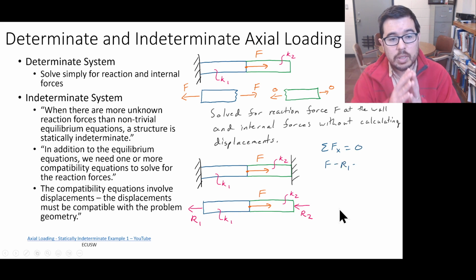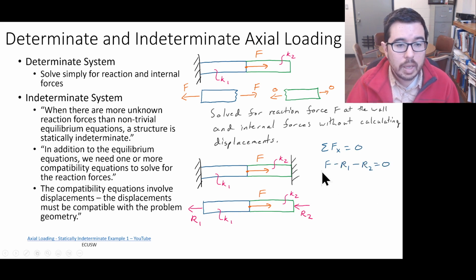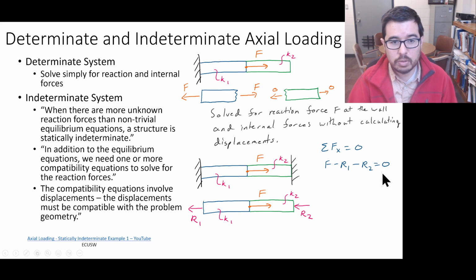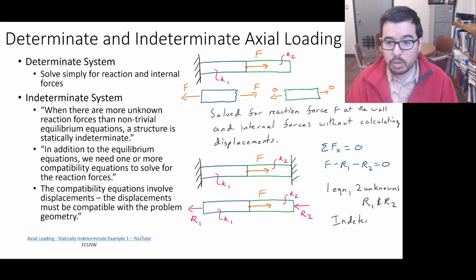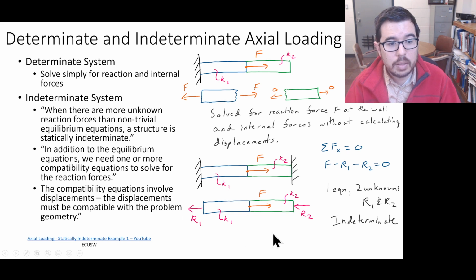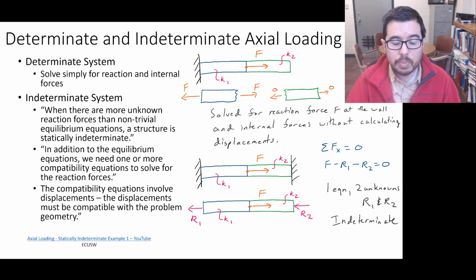So if we sum the forces in the x direction, what we have is F minus R1 minus R2 is equal to 0. Okay? Just like that. And those are two unknowns in one equation. What do we do? Well, you're like, oh, it would be nice if we had another equilibrium equation. But we can't apply moment equilibrium here because it's an axial one-dimensional problem. So we're kind of stuck. And thus we see this is an indeterminate system.